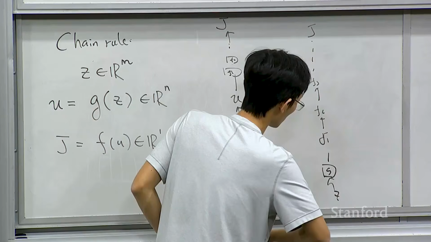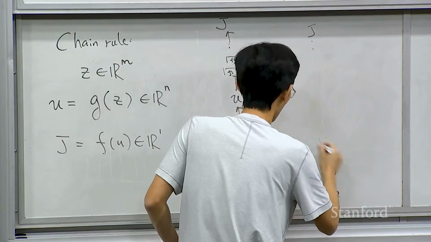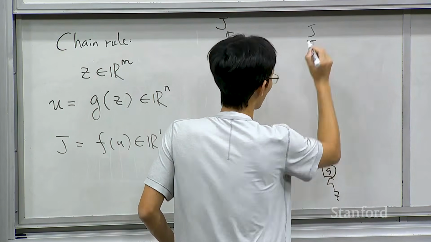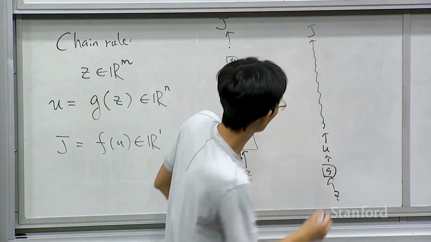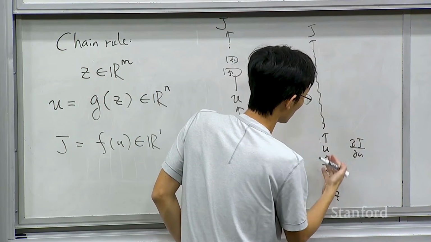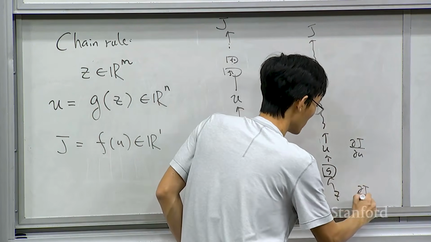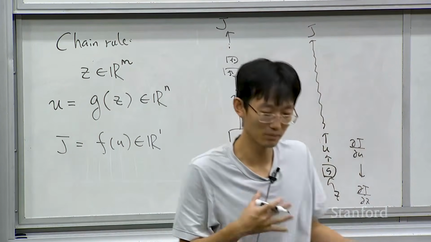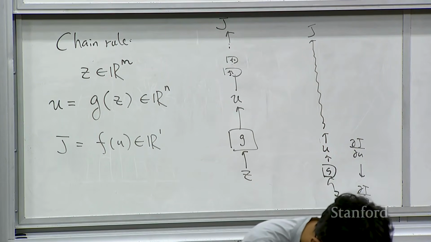I'm just redrawing this in a slightly better way. There's a very complex computation here to get the final scalar. But once you know dJ over du, you can forget about everything above and get dJ over dz. So this part doesn't have to require the history. In some sense, you make it Markovian and you can forget about history, and that's why it's efficient.